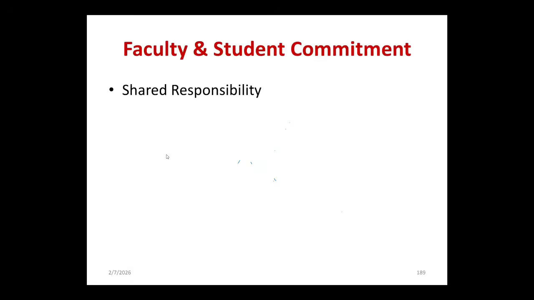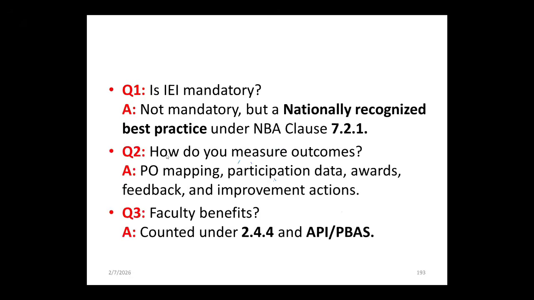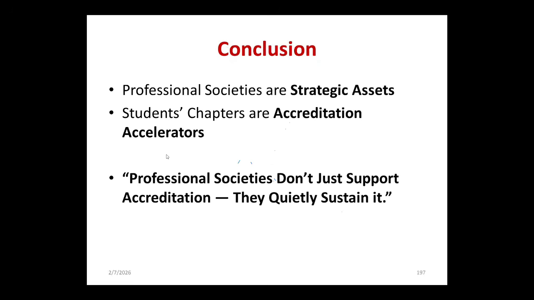Then conclusion. At last, I'm taking the conclusion as: professional societies are strategic assets. Student chapters are accreditation accelerators. The professional societies don't just support accreditation; they quietly sustain it. So with these statements, I will stop here.